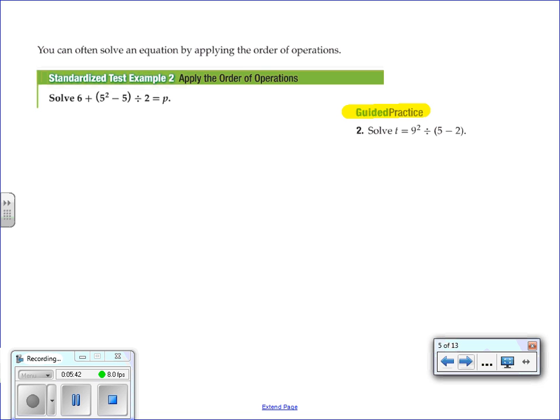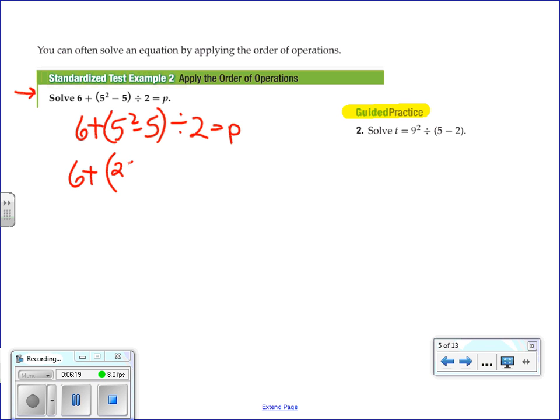Solving equations. You often just use order of operations to solve your equations, and here's an example of how we'll do that. Solve 6 plus parentheses 5 squared minus 5 divided by 2 equals p. Order of operations tells us we have to do our parentheses and our exponents first. So the first thing I'm going to do, of course, is write my equation on my paper. Inside my parentheses, I have an exponent, so that's my first step: 5 squared is 25.